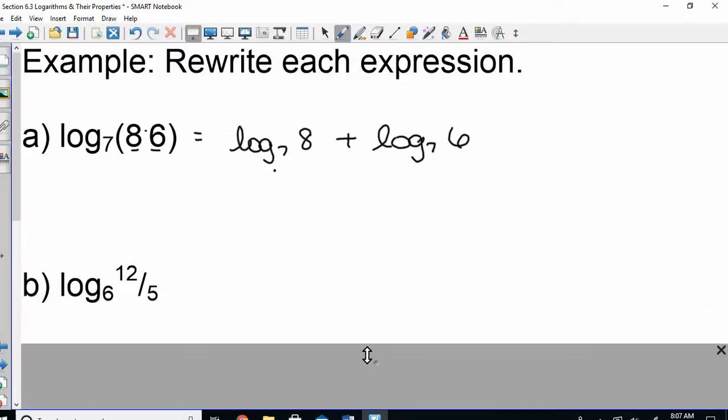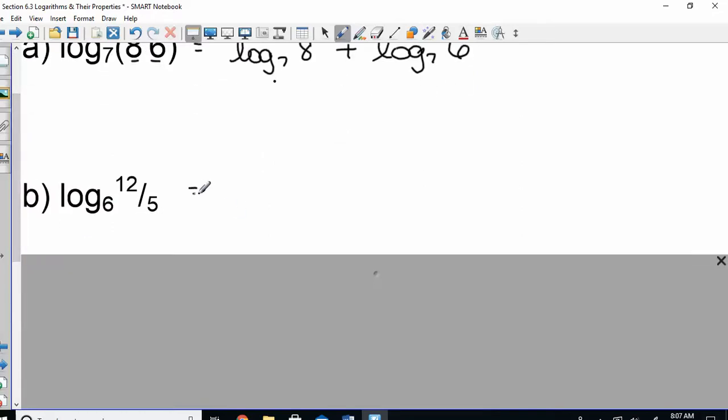That's all we did. So B, log base 6 of 12 over 5. So what do the properties say we can do if something is divided? Break it up and subtract. So it would be log base 6 of 12 minus log base 6 of 5.